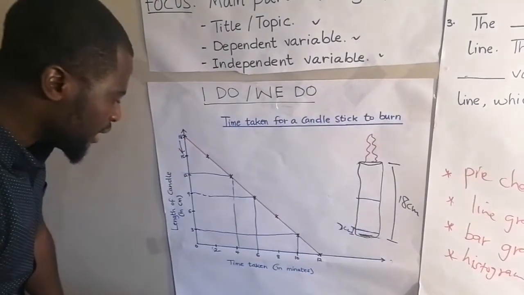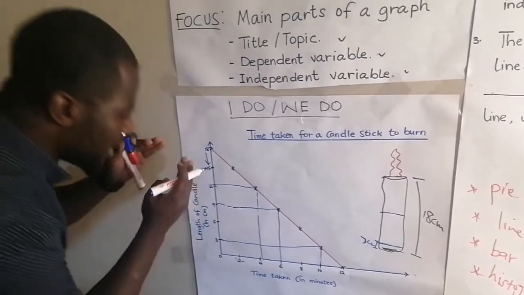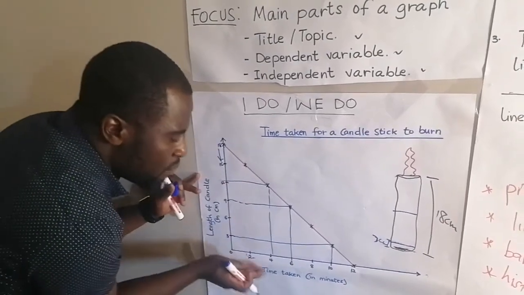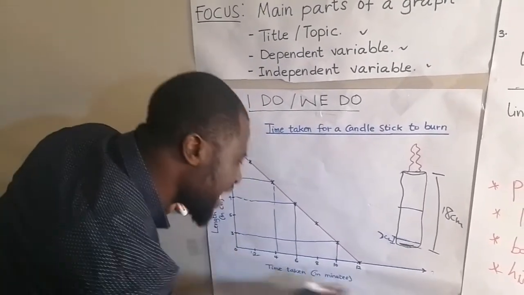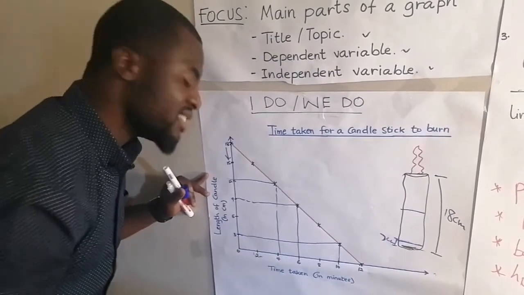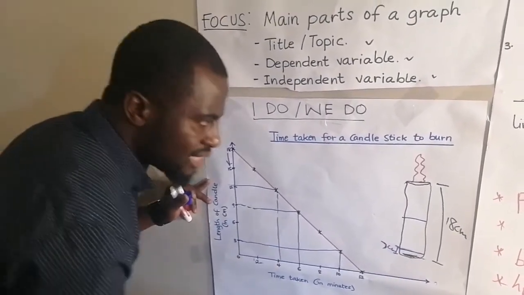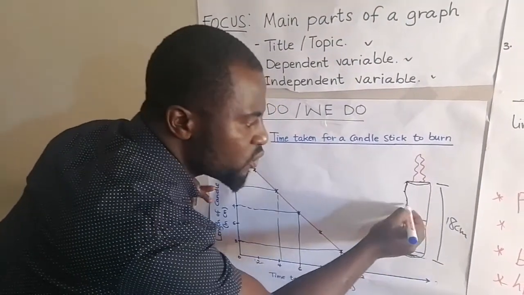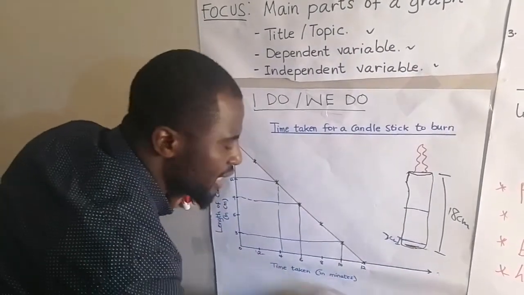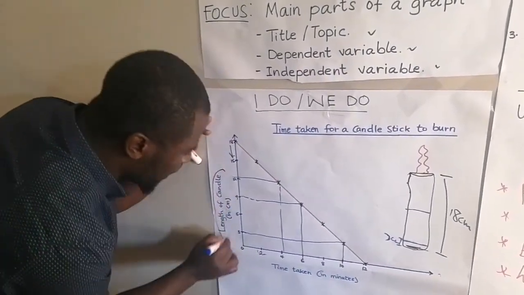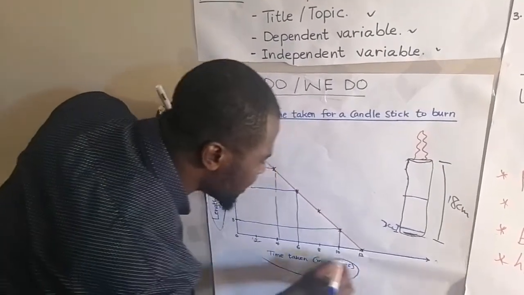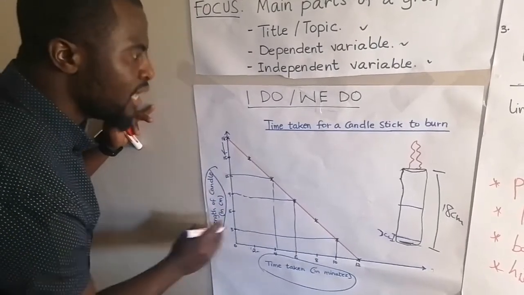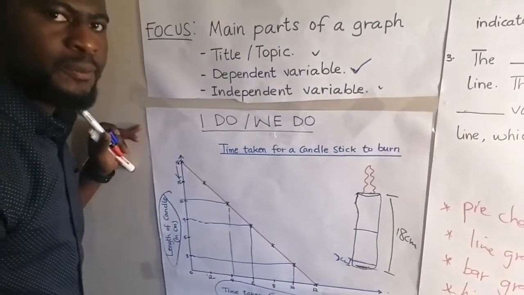So my first question was, is the length of the candle depending on the time taken? For the length to reduce, is it dependent on the time taken, or is the time taken dependent on the length of the candle? You can now realize that for the length of our candle to reduce from 18 to 15 to 12 to 9 depends on how long it is burning. Therefore, the length of the candle is dependent on the time taken for it to burn. Therefore, we call this side, the length of the candle, the dependent variable.